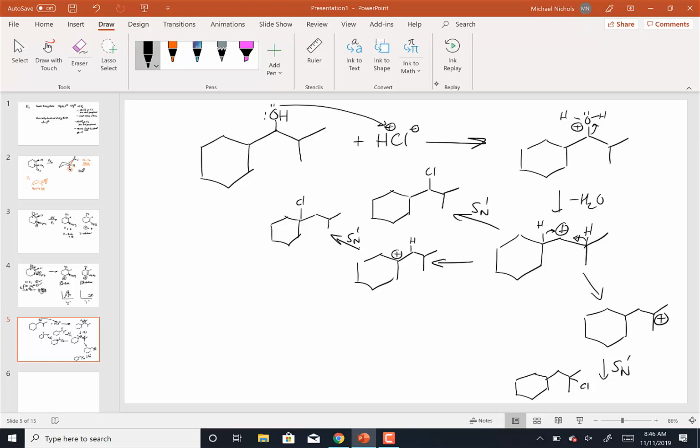And SN1 is always accompanied by E1. So each of those three carbocations could end up with alkenes, right? So there's more alkene products that are formed here.